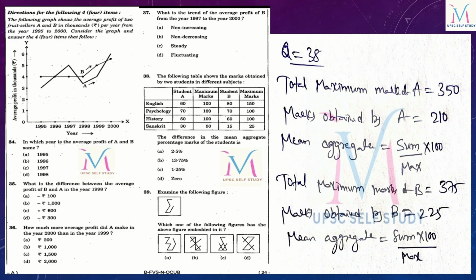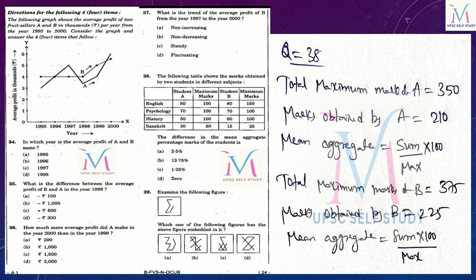So if you clearly observe the graph of A, you can understand. Here, the average profit of A in 2000 and 1999, average means again maximum minus minimum. So 6000 minus 4000, we get 2000. So for question 36, the answer is D, 2000.